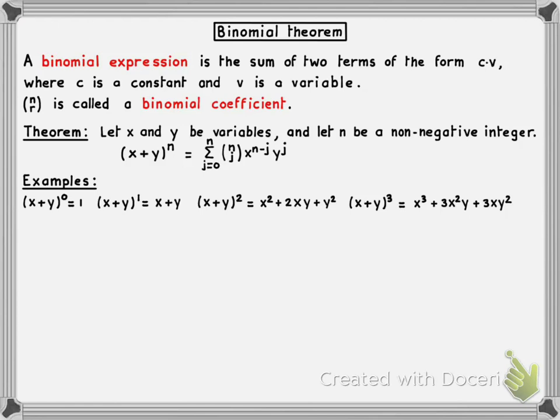And the last term is for j equal to 3. 3 choose 3 is 1. X power 3 minus 3 is also 1, so we are left with y power 3. And again, the binomial theorem gives us the correct expansion of x plus y power n.